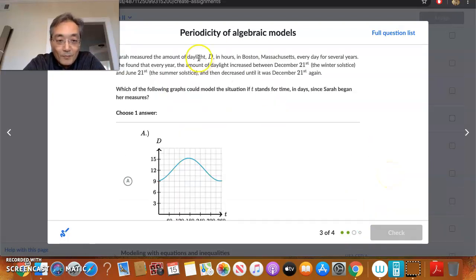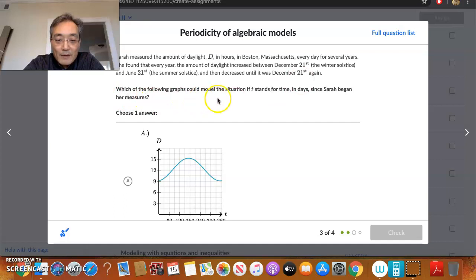Sarah measures the amount of daylight D in hours in Boston, Massachusetts, every day for several years. She found that every year the amount of daylight increased between December 21st, which is the winter solstice, and June 21st, the summer solstice, as the days keep getting longer, right? So the amount of daylight is going to increase. And then decreased until December 21st. Okay, again, the winter solstice.